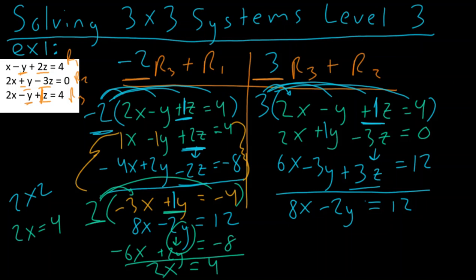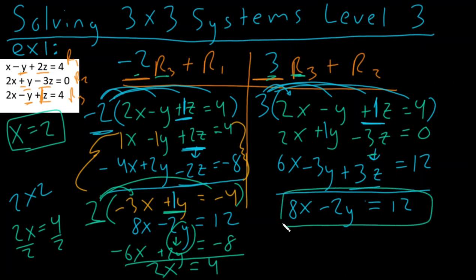And you know what to do. To get x by itself, we can divide both sides by 2. And I'll just kind of copy this up here. X is equal to 2. All right. So what were my steps? My steps were multiply row 3 by some number so that my z's canceled out. And then from there, I took this 2 variable equation and this 2 variable equation, stacked them on top of each other, and solved again.